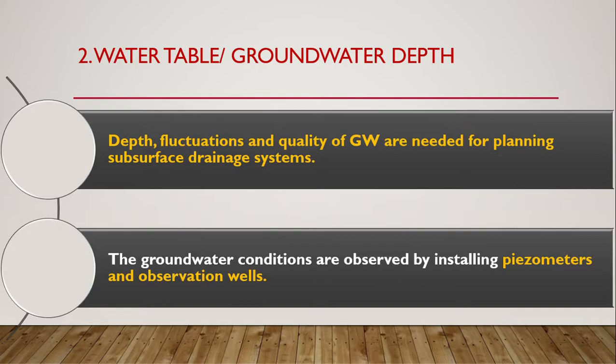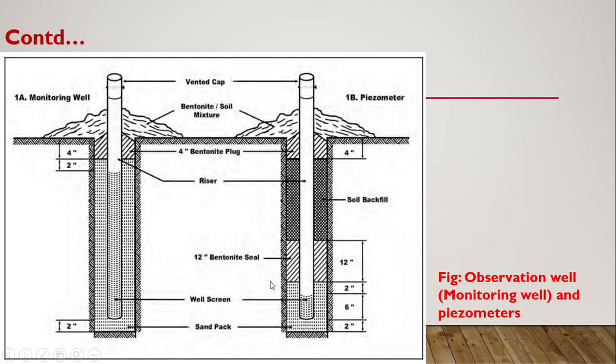Now we will move on to the second design parameter. It is the water table or groundwater depth. So this is another parameter which will depend on the design of the subsurface drainage system. The depth, fluctuation and quality of groundwater are needed for planning a subsurface drainage system. For finding all these things, we will use two instruments or two methods. One is piezometer and the other one is observation wells. So we will see each of them.